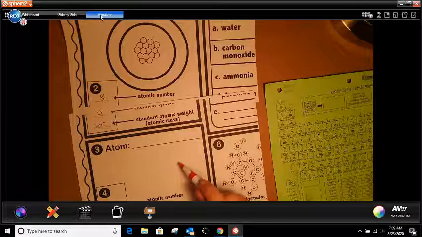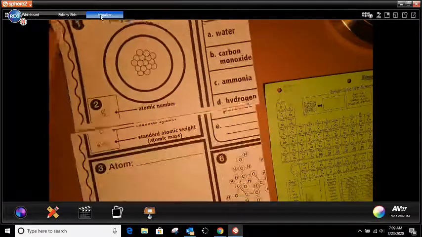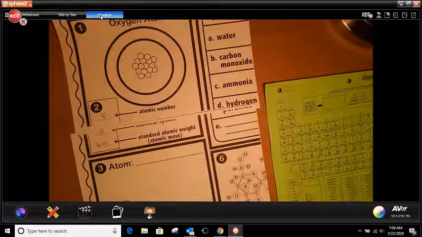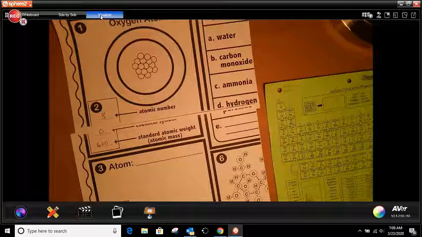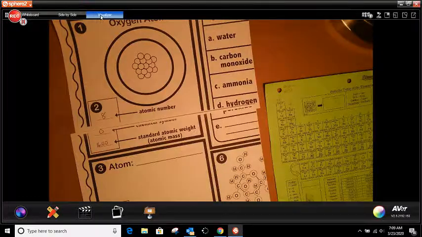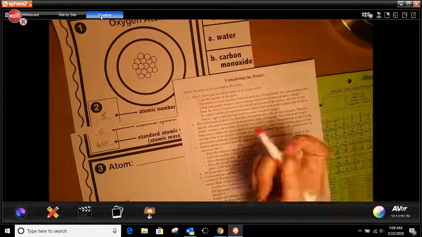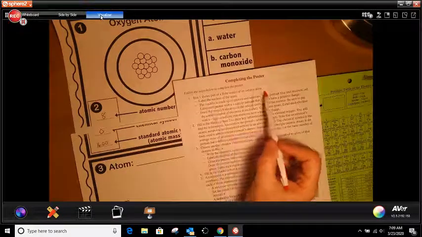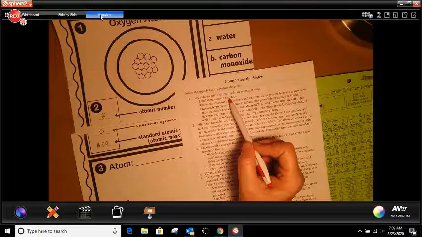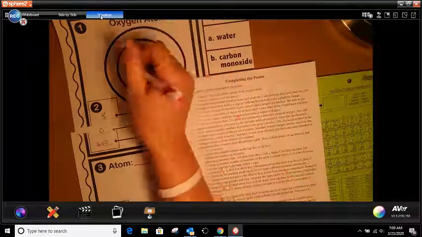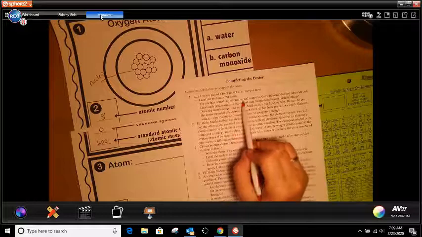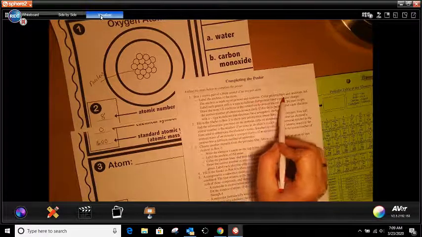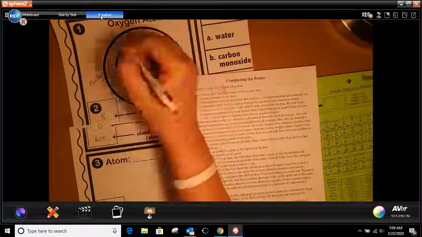The next one, for number 2, says to fill it out. Number 3, it asks us, and let's see if we can find where our instructions are. Our instruction says, bottom shows a Bohr model of oxygen atom. Label the nucleus of the atom. So the nucleus is here, right? Made up of protons and neutrons. Color the protons blue.